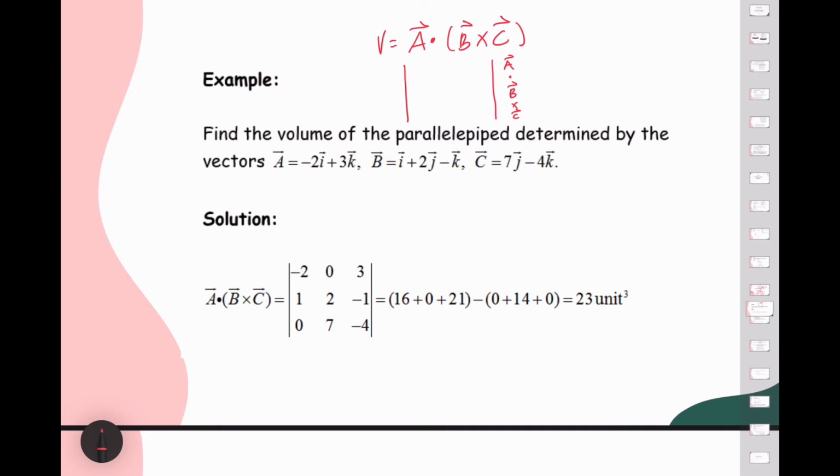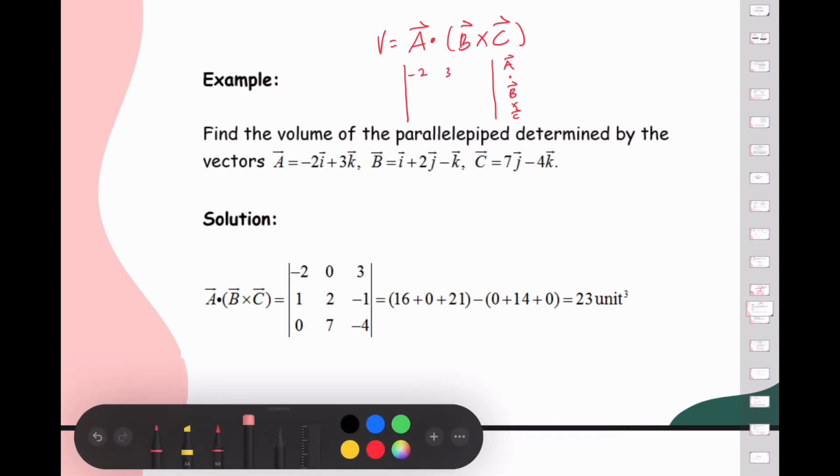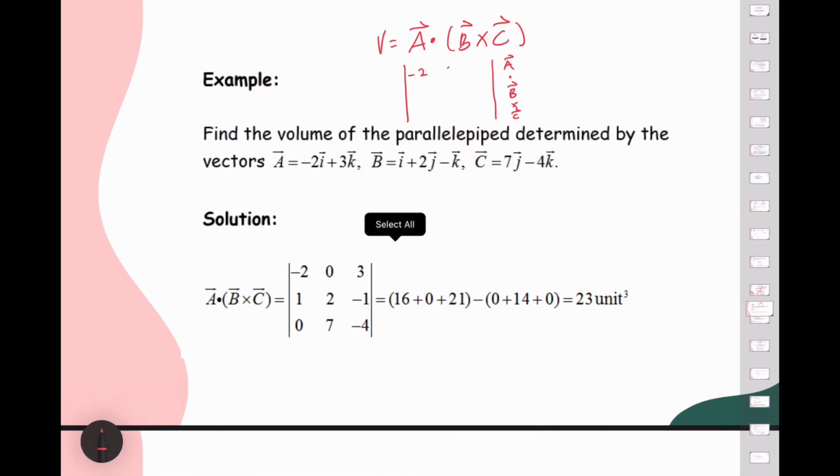Okay, so the first row will be the element of A, which is negative 2, 3, ijk. So I for A, J is 0 because there is no J here. So negative 2, 0, 3. Then for B you have 1, 2, negative 1. And for C you have I is 0, J is 7 and K is negative 4. Okay, so now we just need to find the determinant of this one. Okay, so you can use any method to find determinant.